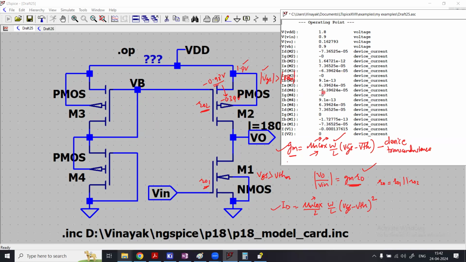Now come down, the ID of M4. M4 is obviously going to be the same 63 micro, because M3 and M4 are connected in this fashion, the same current, because their W by L are the same and their gate to source voltages are the same. All right. So the gate to source voltage here is 0.9, and here also the gate to source voltage is 0.9. Is that so? Just a minute. Let me check.